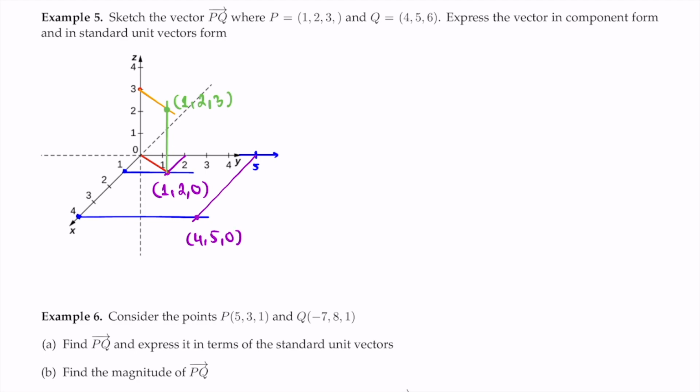And now we're going to use red to connect the origin with the new point we just found. And this is the line segment. And we're going to use pink to connect the origin with the point (4, 5, 0). We have the line segment connecting these 2 points, right? So the line segment in pink has 2 ends. One is at the origin, the other one is at the point (4, 5, 0).